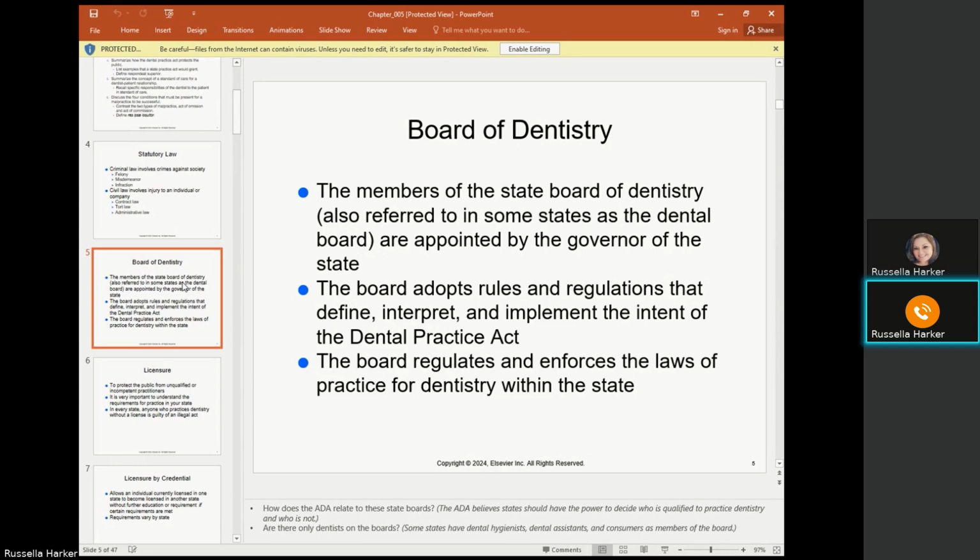and it will outline that very clearly in your State Dental Practice Act. This board regulates and enforces the laws of practice for dentistry within the state. So the ADA, the American Dental Association, believes states should have the power to decide who is qualified to practice dentistry and who is not. So that's why it is left up to each state to make these rules.